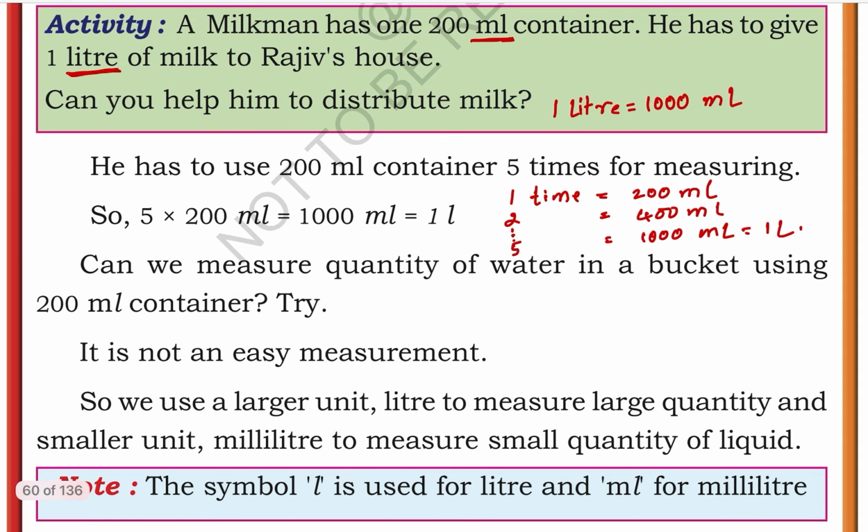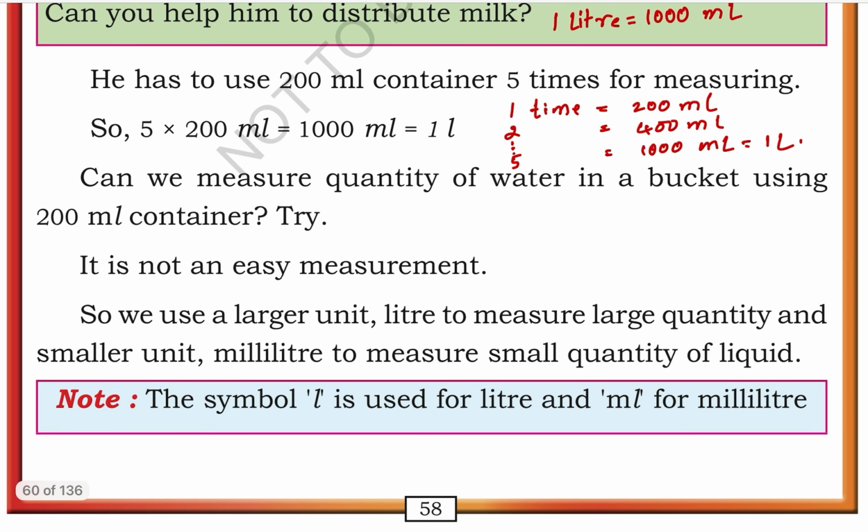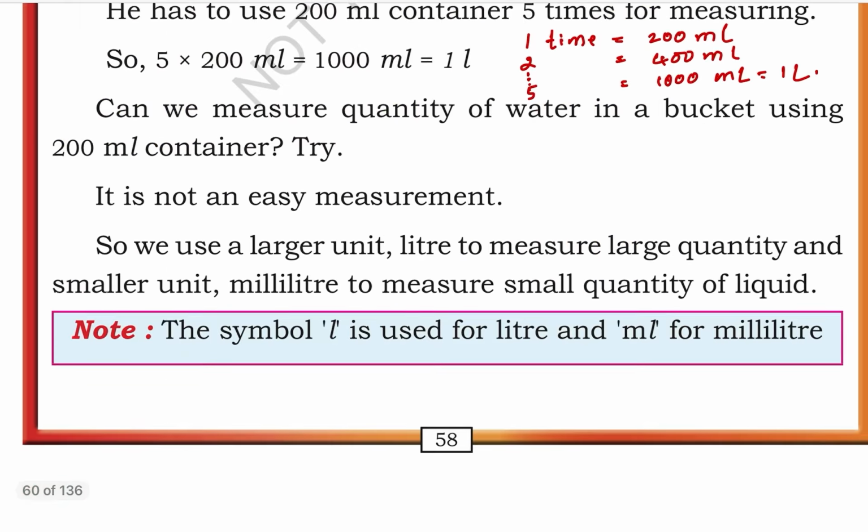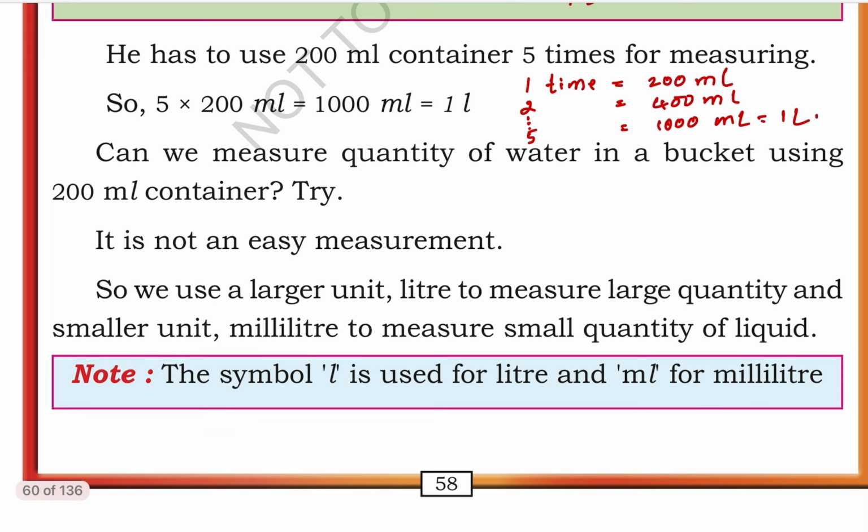Okay, this is a very small quantity, so we finished up in milliliter, and if we want to measure large quantities, then we will use a large unit, which is liter. Milliliter and liter, these two are the units of measuring the volume of liquid. The symbol L is used for liter and ml is used for milliliter.